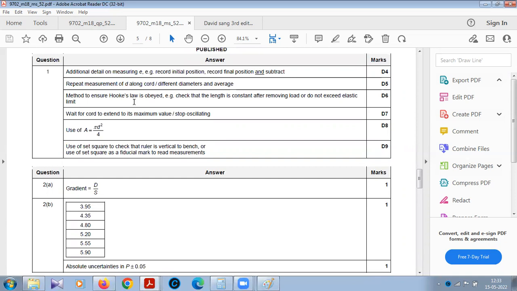After that point, what happens? It curves, and it will no more be a straight line. So you can check whether Hooke's law is obeyed or not. When you remove the weight, the wire should come back to the original length. So you can check that.